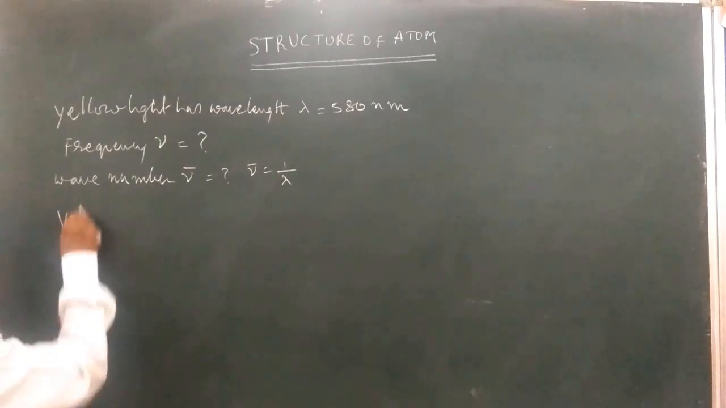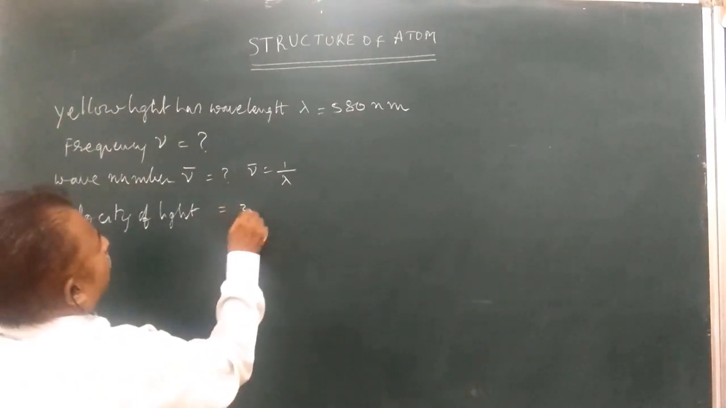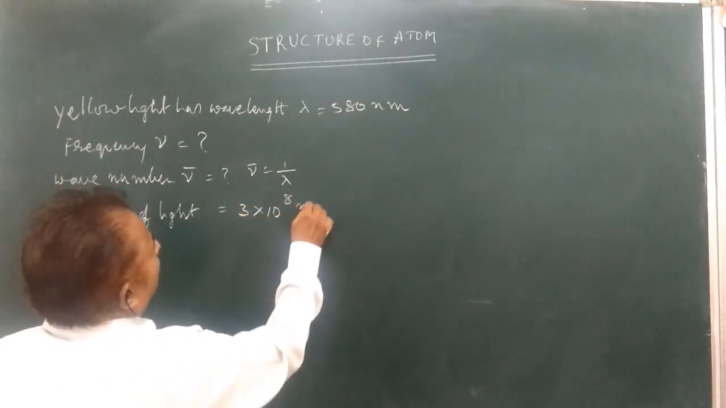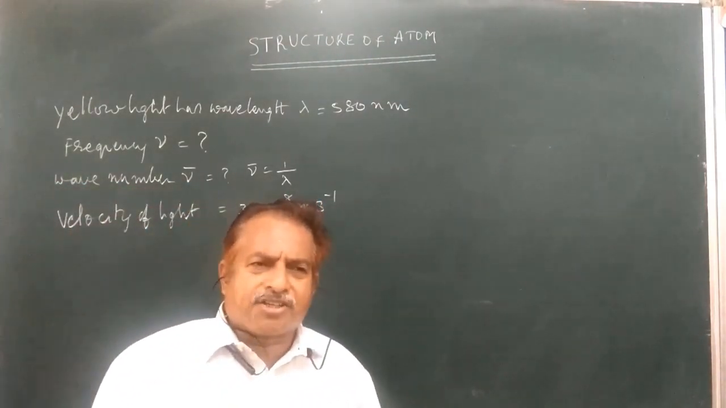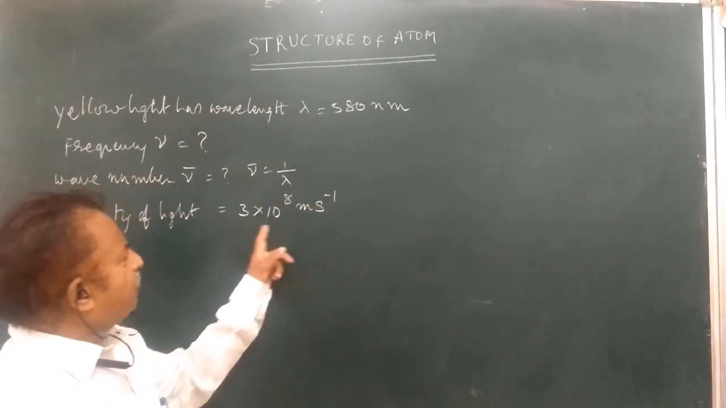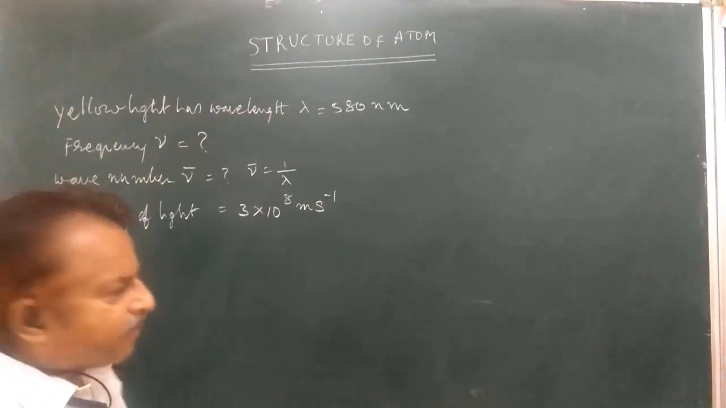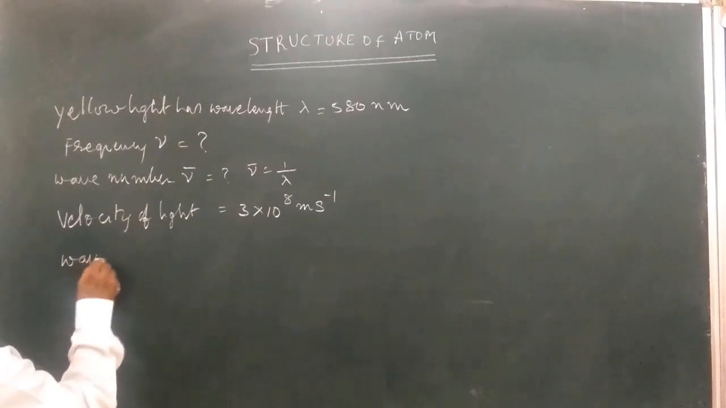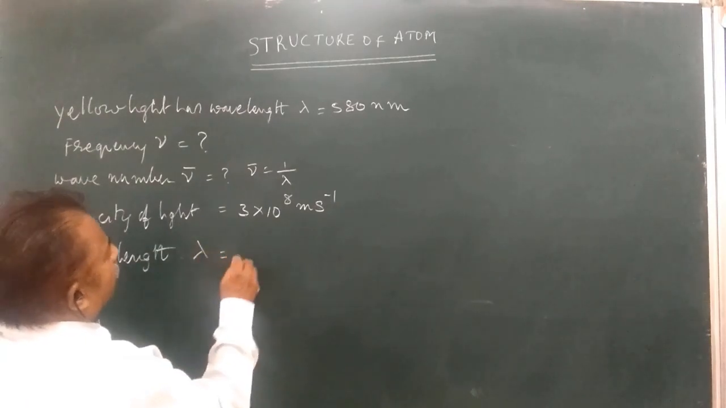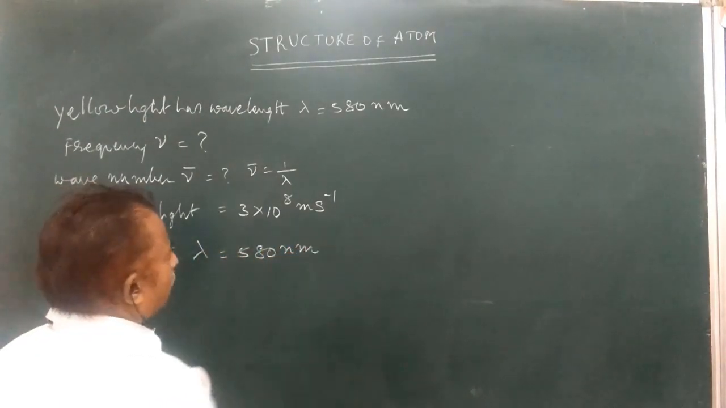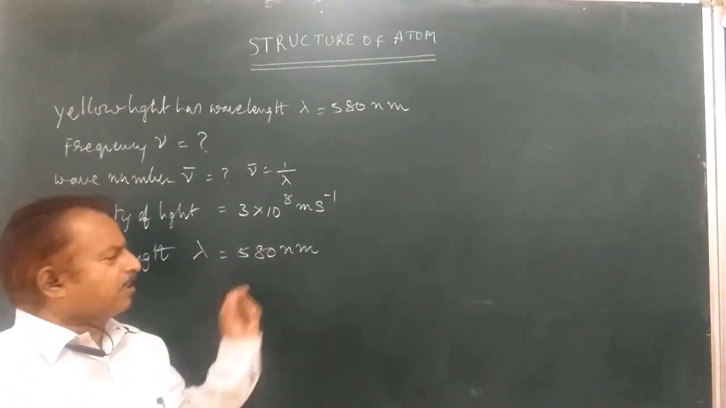Now, velocity of light equals 3 into 10 to the power 8 meter per second. If the velocity or speed of the radiation is not given, it is understood that we have to take the speed of light as 3 into 10 to the power 8 meter per second. Now, wavelength lambda equals 580 nanometer. See the units here. Velocity is in meter per second, whereas the wavelength is in nanometer.